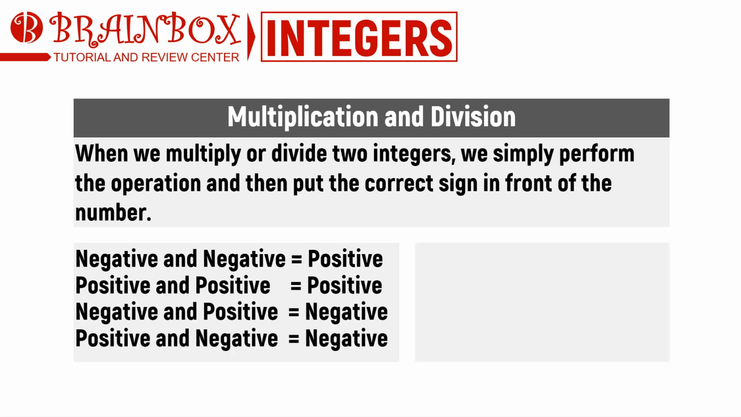Let's see this process in action by multiplying -9 and +8. The first step is to perform the operation the same way we do with whole numbers. 9 times 8 is 72. To get the correct sign for our product, we look at our numbers' signs. Since they are different, that means the product will be negative.